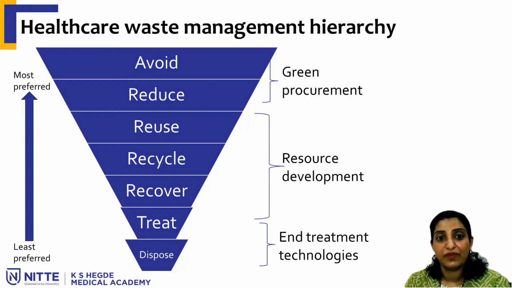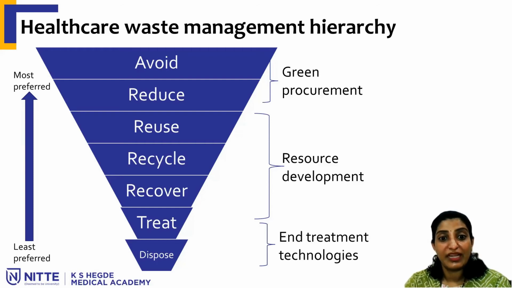Once this is done, we look at waste minimization by the 3 R's, reduce, recycle, reuse, and recovery. The ones which go through this and still remain are then in the end treatment technologies used to treat and to dispose of safely. However, if you see this, you will see that treating and disposal, what we are discussing today, is the smallest part of the entire healthcare waste management hierarchy. The most important one is green procurement through avoidance and reduction of use of disposable and more preferred use of non-disposable.